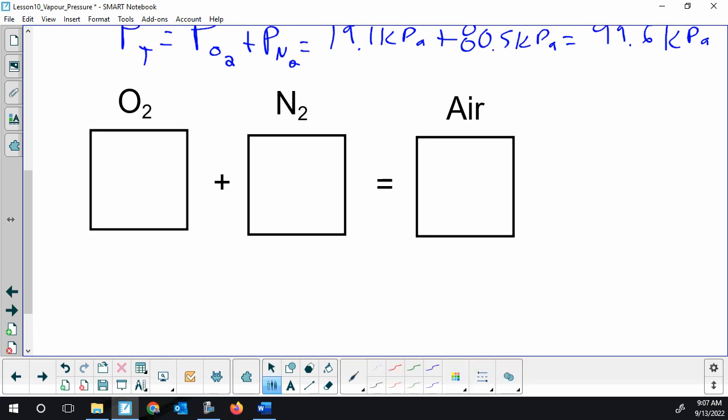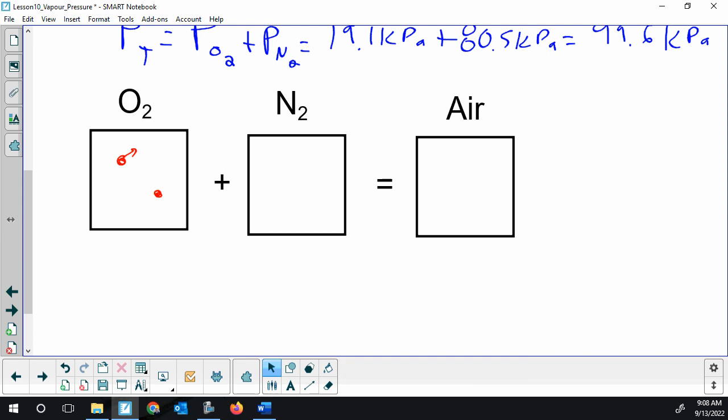Visually, and you don't even have to put the bottom boxes in your notes, oxygen is about 20%, so I'm going to use 10 little dots for my example. If I do 10 dots, about 2 of our molecules are going to be oxygen. They're going to be bouncing around and hitting the container so often. That's where we get our pressure, and that's where the 19.1 kilopascals is coming from.